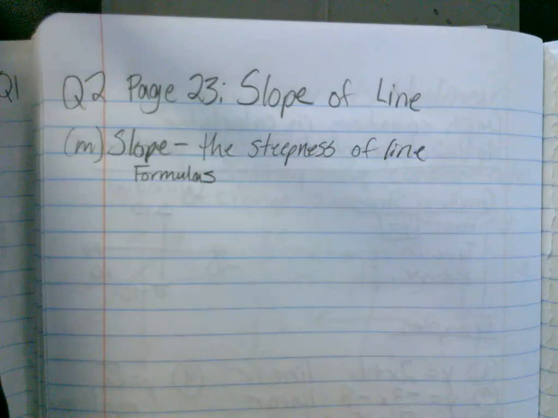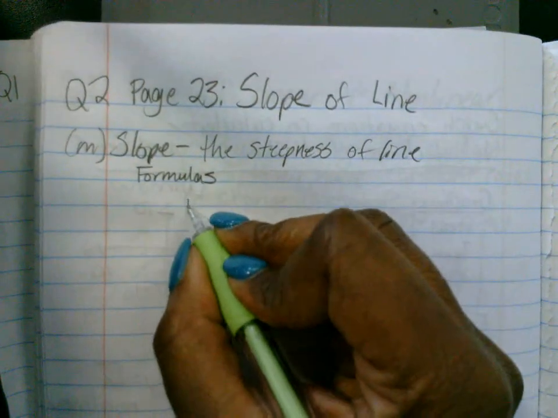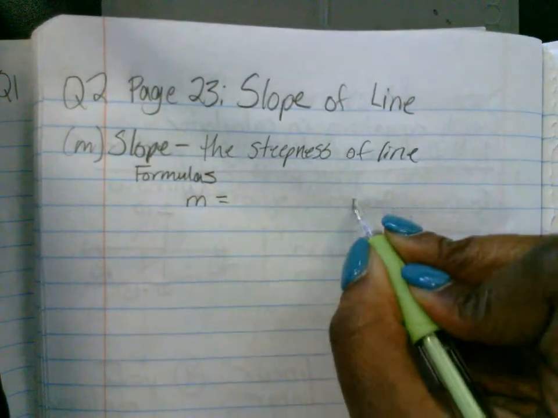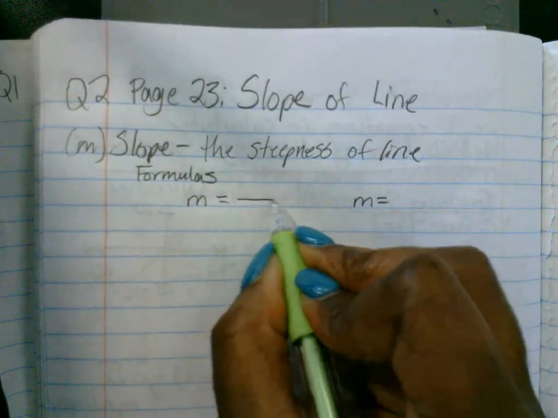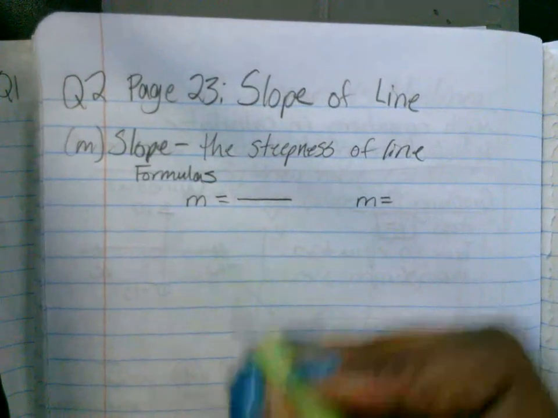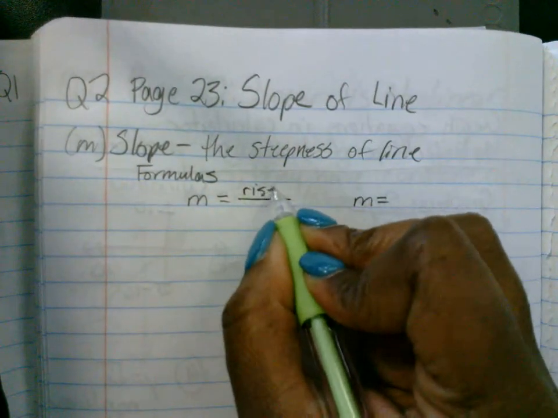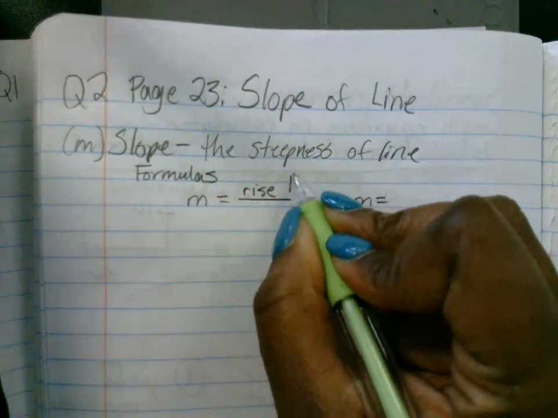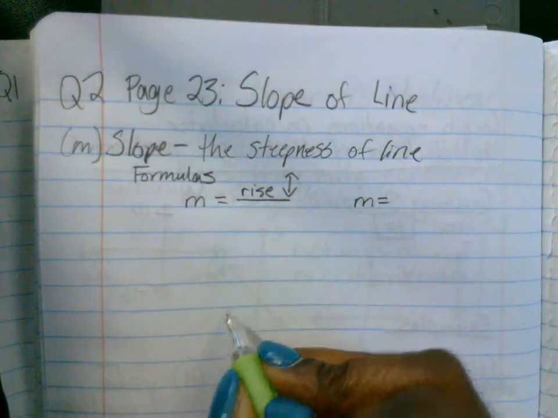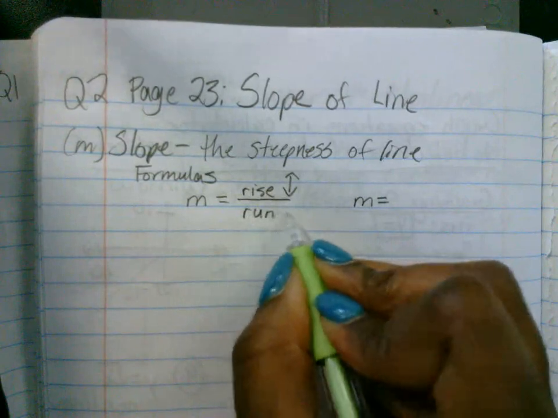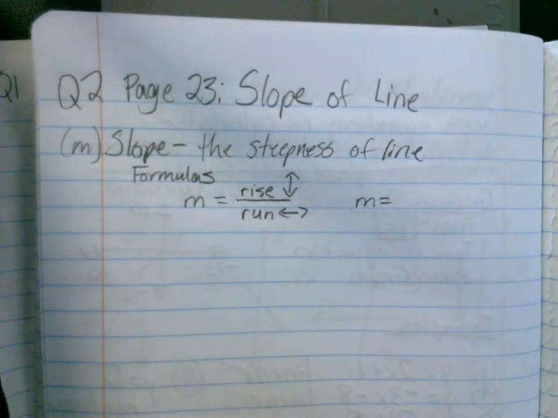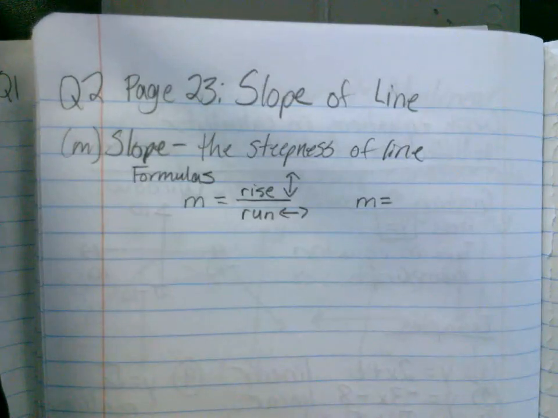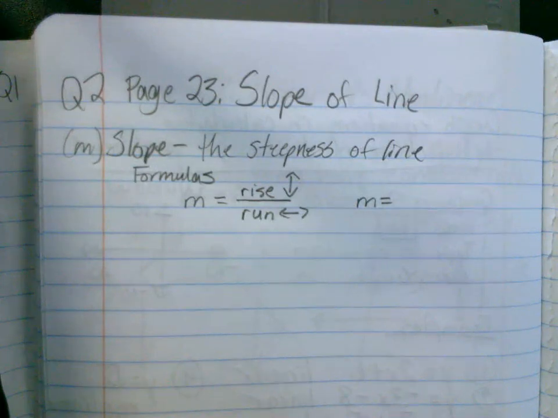Miss Reyes, how do you calculate slope? There are two different formulas for slope. The first formula that we use for slope is rise over run. How far does it go up or down? And then how far it goes from left to right. So the formula that we use to calculate the slope of a line is rise over run.